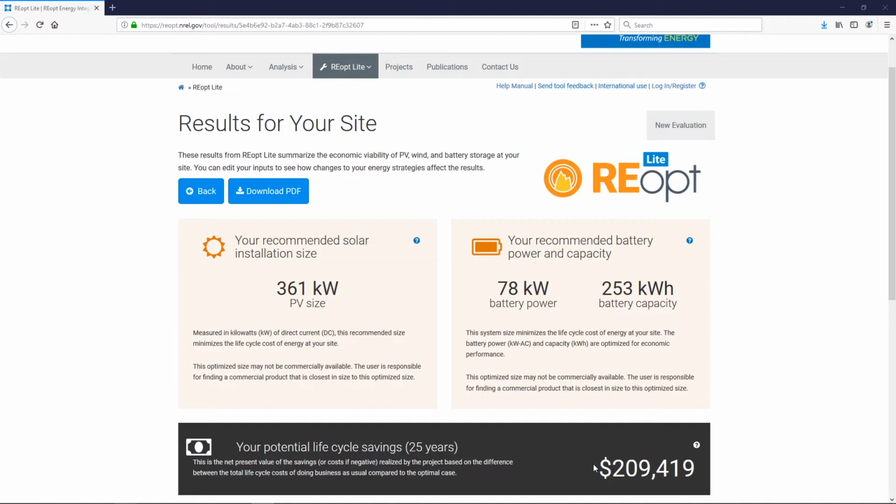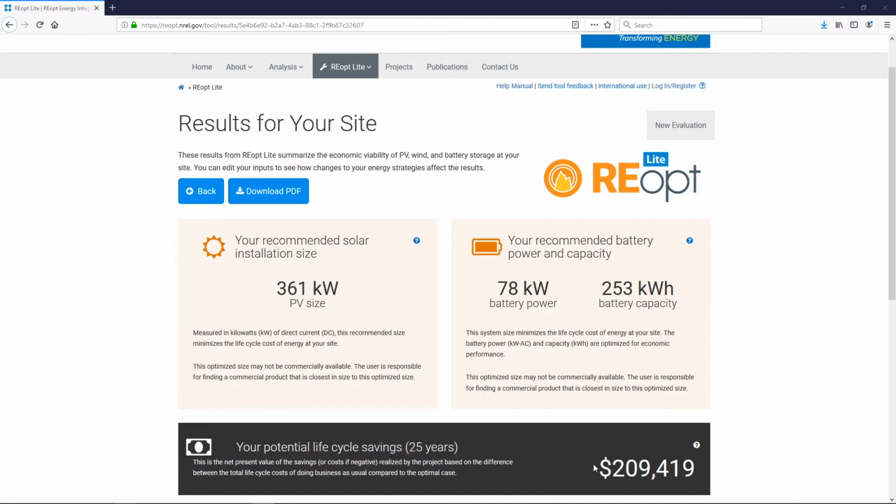The REopt Lite model optimizes to find the technology sizes that minimize your site's life cycle cost of energy. It identifies the sweet spot by balancing system capital costs with utility cost savings. You could build larger systems at this site, but they would not generate enough additional savings to cover the higher capital costs. Alternatively, you could build smaller systems, but then you would be leaving potential savings on the table that would more than make up for the capital cost investment.